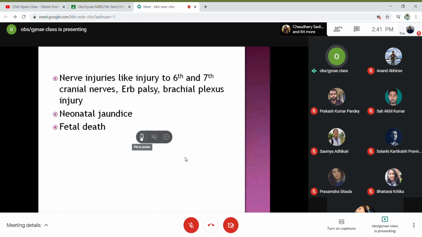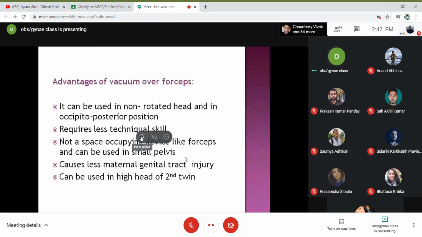Now coming to advantages of vacuum over forceps. As I told you, there are two types of instruments. So vacuum and forceps both have their own good points and bad points. Vacuum can be used in non-rotated head and in occipito-posterior position, and requires less technical skill. So you can even train the nurses. It is not a space occupying device like forceps and can be used in small pelvis like our Asian pelvis. It causes less maternal genital tract injury and it can be used in high head of second twin.